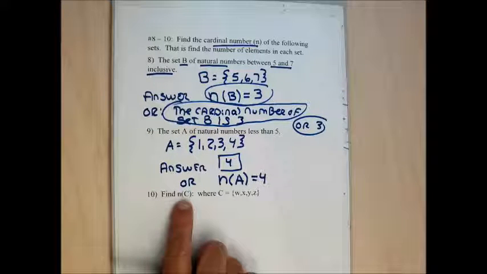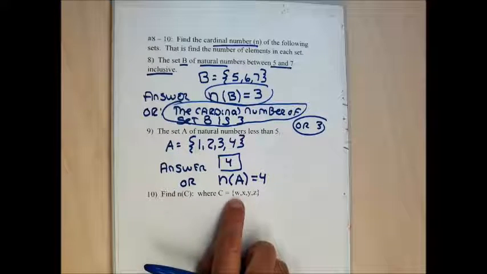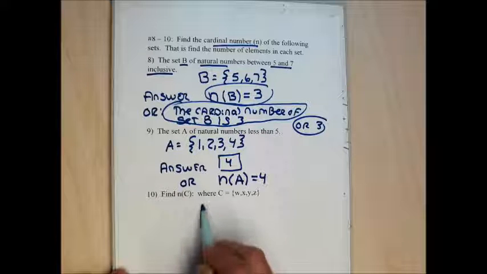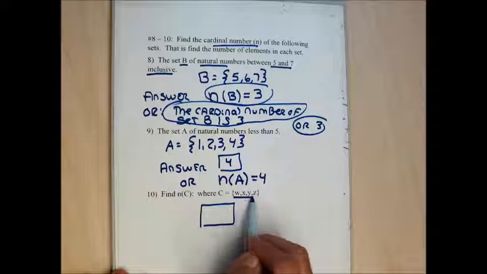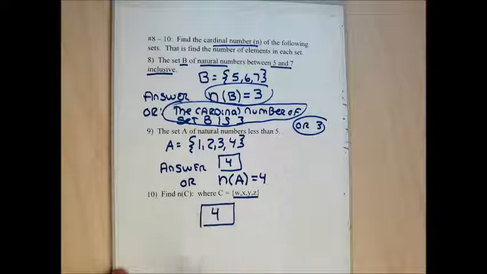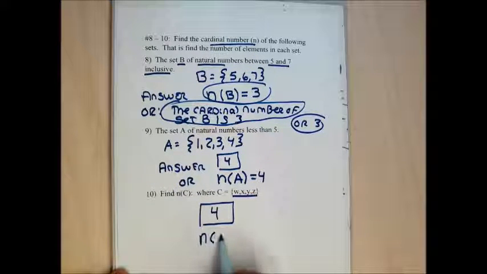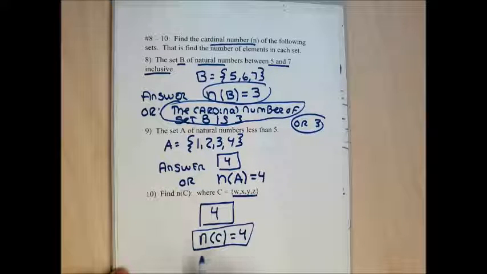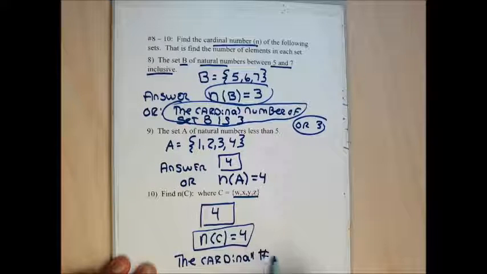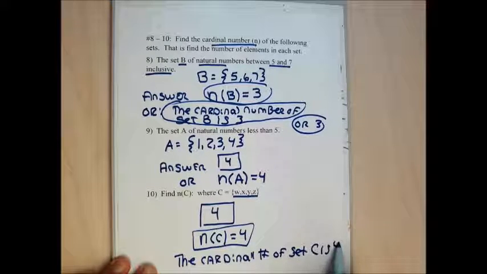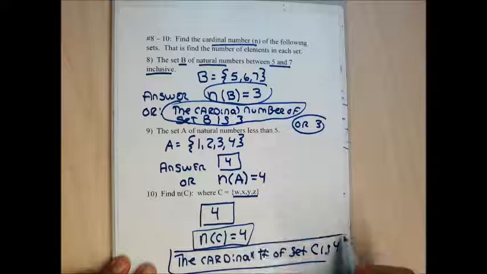Problem 10 says find the number of elements in set C, or find the cardinal number of set C, where C is the set that has the letters W, X, Y, and Z. The simplest answer, I could count that set up that has 4 elements, would be just 4. Another correct answer would say the cardinal number of set C is 4. And the last correct answer, I could say the number of elements, or the cardinal number, which is the same thing as the number of elements of set C, is 4. All of these are equally correct answers to problem 10.